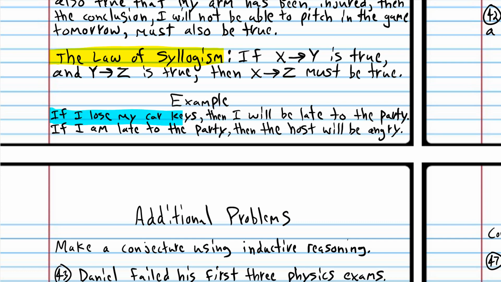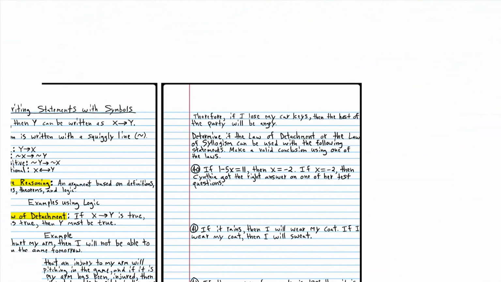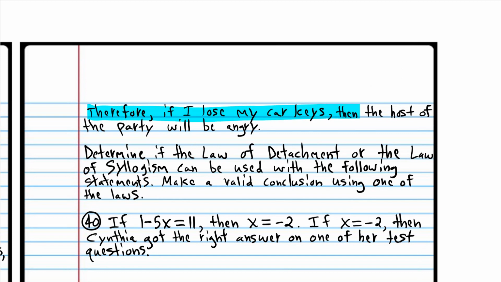So if I lose my car keys, then I will be late to the party. If I'm late to the party, then the host will be angry. Therefore, the law of syllogism says, if I lose my car keys, the host of the party will be angry. Do you see that?